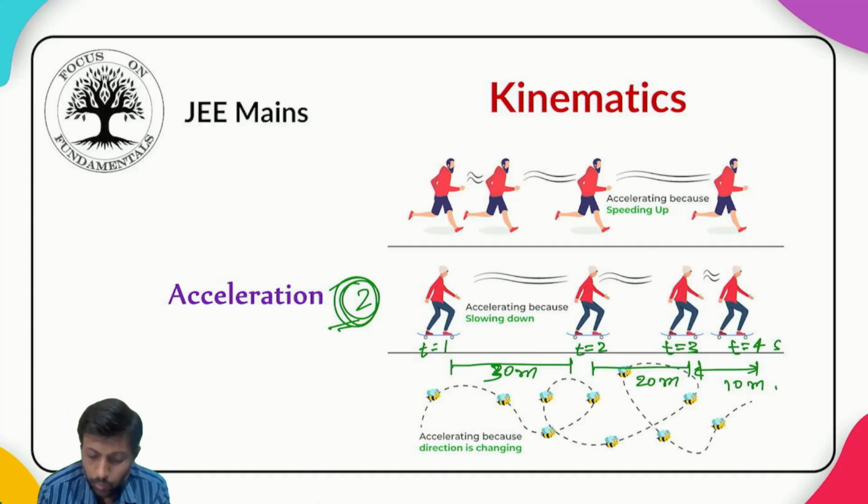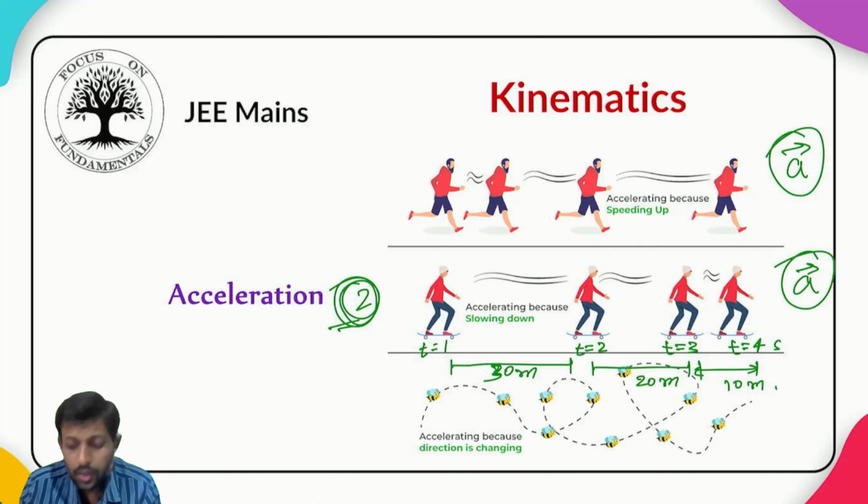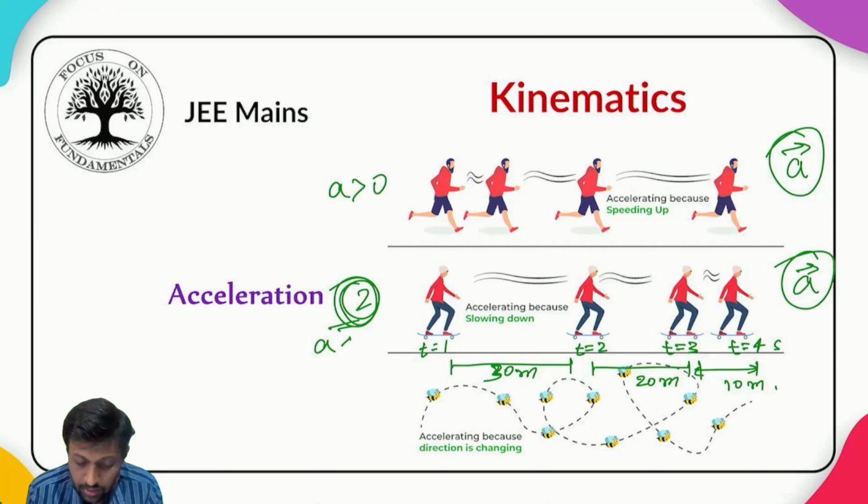But overall, we can say that acceleration is present here also. In the first case, acceleration is present, in the second case also. Acceleration in the first case is positive, acceleration in the second case is negative because the average speed for different intervals keeps on decreasing. Let's look at the third case now.